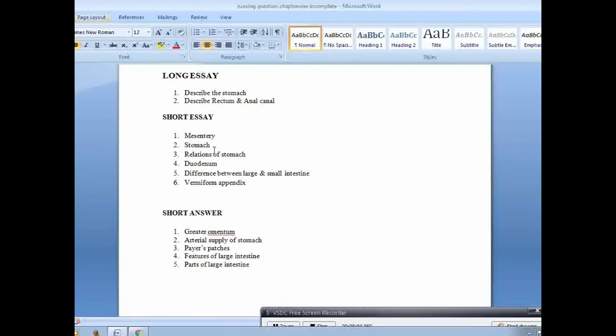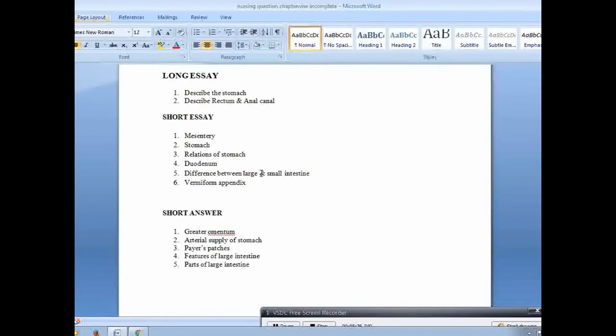Stomach. So it's a repeated question. Stomach. Relations of the stomach. Yeah, this is also very important. The anterior relation, posterior relation. Posterior relation of the stomach is called stomach bed. There are some structures there. Duodenum, the extent of the duodenum, the length of the duodenum, the parts of duodenum, relations of the duodenum, interior of the duodenum, blood supply, nerve supply, right?